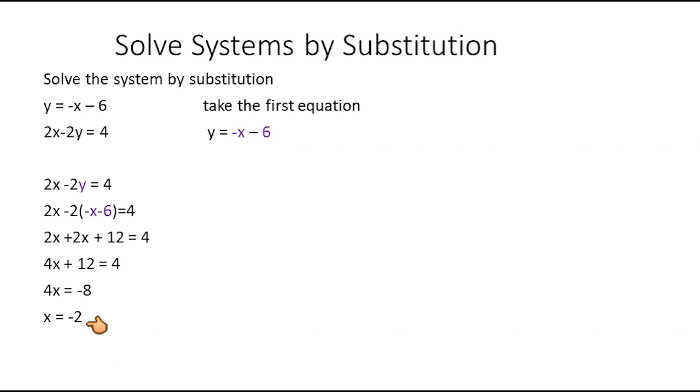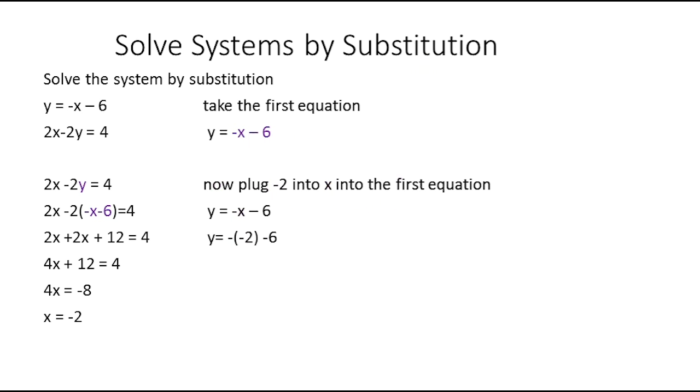Now we don't stop here. We found x to be negative 2, but our system contains both x and y. So since it contains y, we have to go back and solve for y. You can go back to either one of these equations, but it's just a lot easier to go back to that equation where y is by itself and plug in the x we just found.